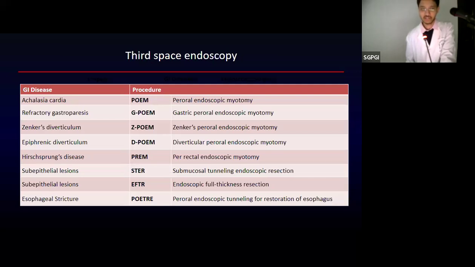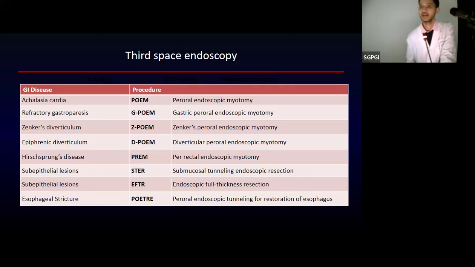To name a few, achalasia cardia, where POEM or per oral endoscopic myotomy is done. Its variation, that is G-POEM, is done for refractory gastroparesis, Z for Zenker's, D for epiphrenic diverticulum, and including STER and EFTR, which are used for subepithelial lesions depending on their layer of origin. STER being submucosal tunneling endoscopic resection, and EFTR being endoscopic full thickness resection.